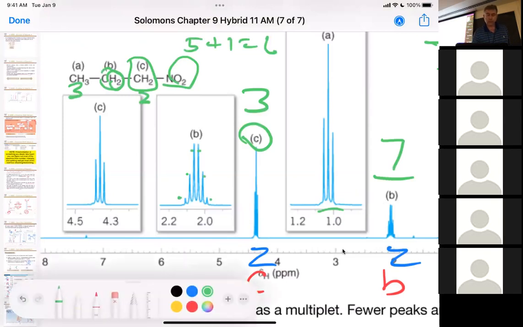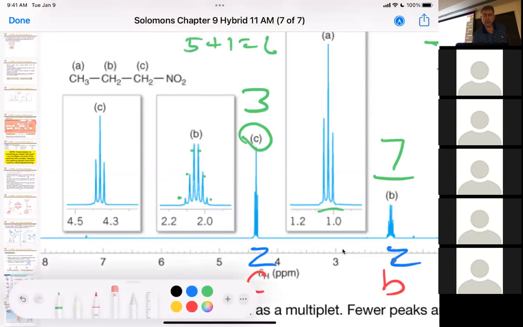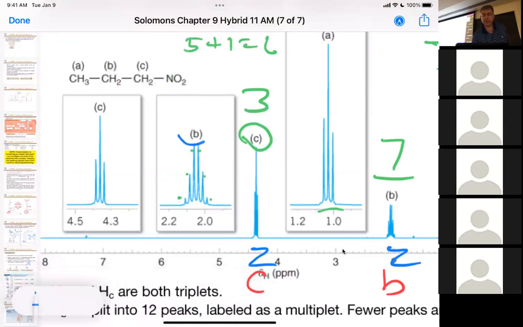Okay, we're doing the middle one. So this one right here is B, right? If we look at the splitting on B, we see we have 6 peaks. Didn't we say 7 peaks? Okay, let's look at here. This is the peak we have.